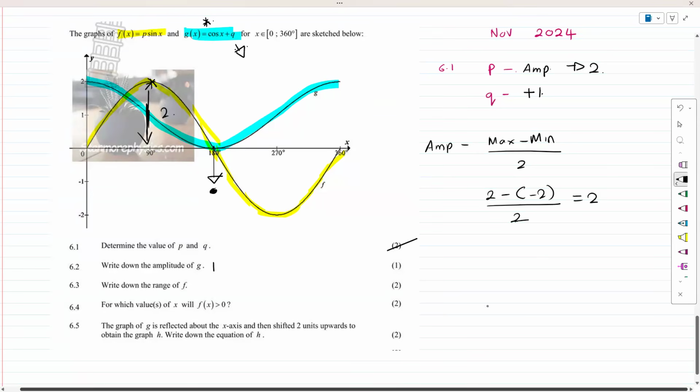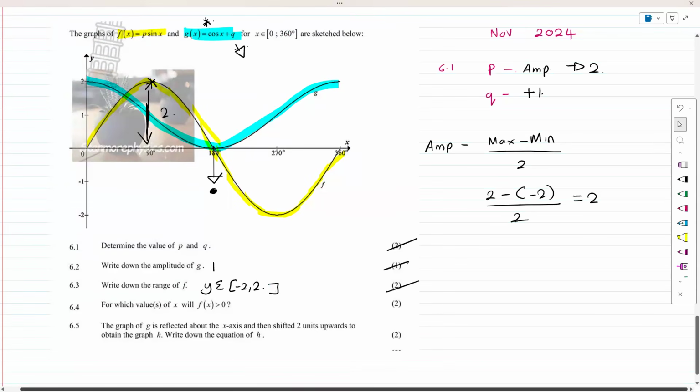Write down the range. Range is y is an element of... and let's go to the f graph. The f graph is the yellow one. The lowest point is minus 2, and the highest point is 2. I know I'm working fast with this, but I am doing it on purpose because I can generally see it's not too bad.